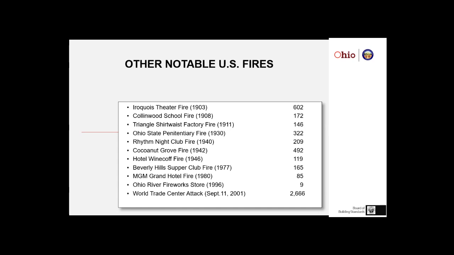And most of us know the World Trade Center attack of September 11th, 2001, where we lost over 2,600 people. These catastrophic losses, they don't seem to ever end. We had one as recent as 2016, the Ghost Ship warehouse fire incident in Oakland, California, where 36 people lost their lives. This was a building that had illegally undergone a change of occupancy.